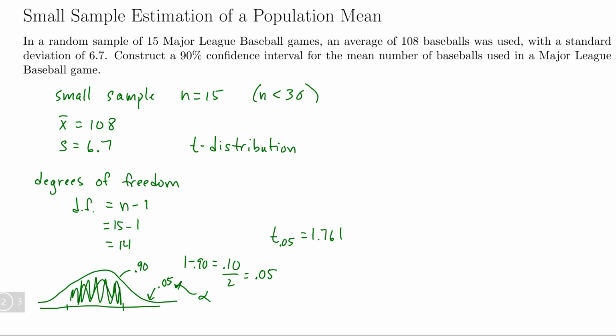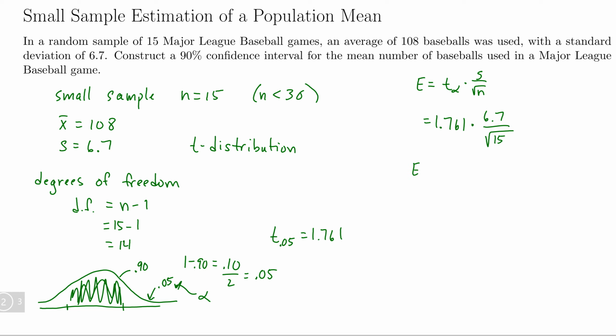The rest of the problem is calculated very similarly to how the previous one was calculated. The error formula is almost the same, except in this case, instead of using z, we're using t. And again, we're still using s over the square root of n. If we had the population standard deviation, we could have used z here, but since it was the sample standard deviation, we had to use t. So we have 1.761 times s, 6.7, over the square root of n, so the square root of 15.